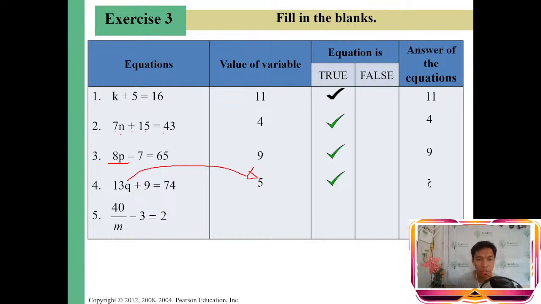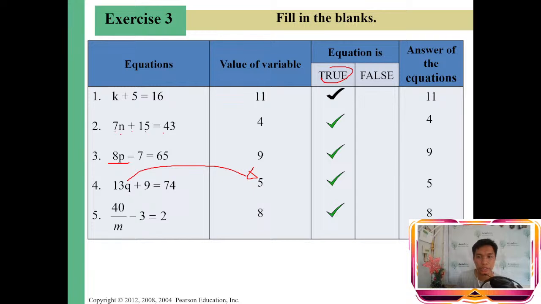Next one. We have 40 divided by 8, which is 5. 5 minus 3 is 2. That is very easy. So that is true. Take note, if they are equal it means true, if not equal it means false. Next page.